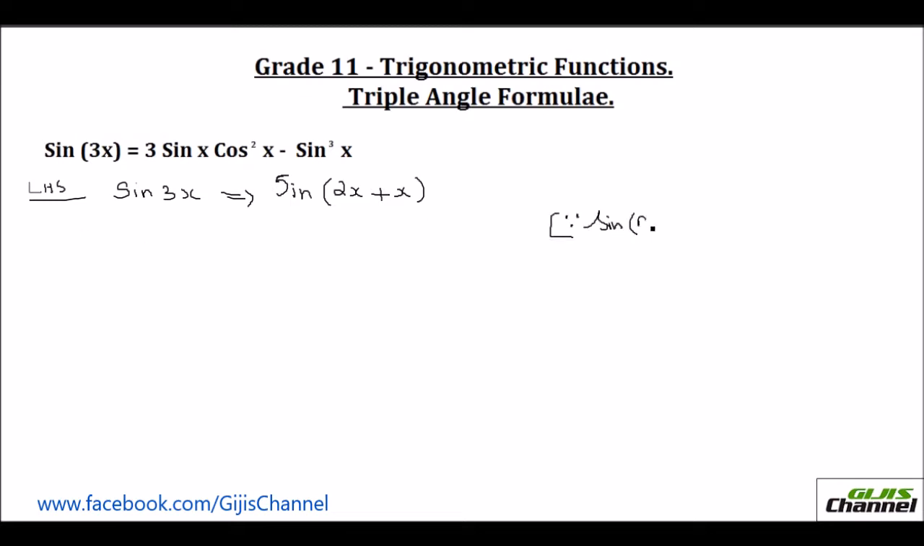Sine of a plus b equals sine a cos b plus cos a sine b, we have already learned this, okay? So I am going to apply the same here. Sine 2x plus x would be sine 2x cos x plus cos 2x sine x, right? Cos the first angle times the sine the second angle. Okay. So we got this.